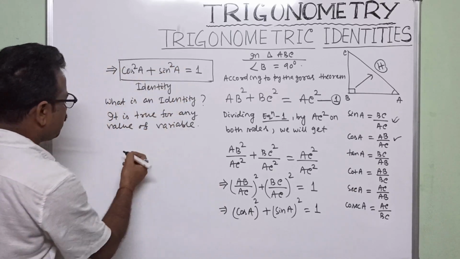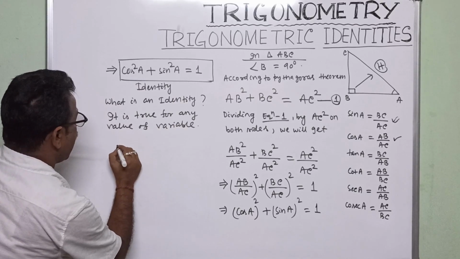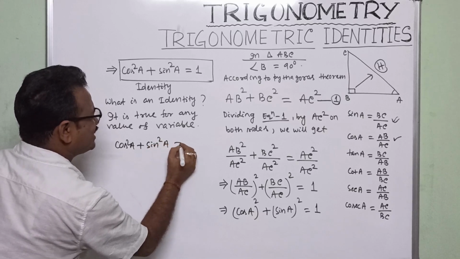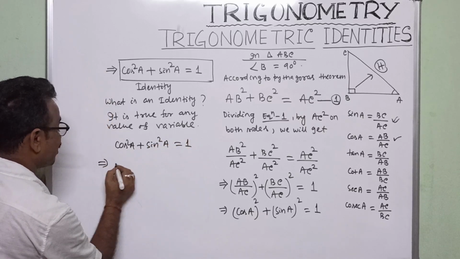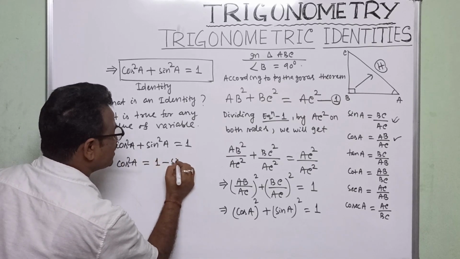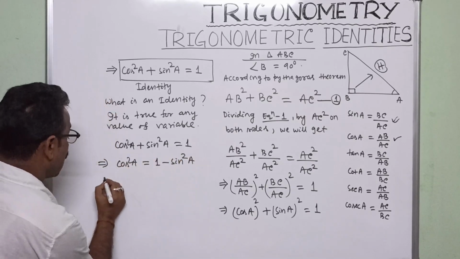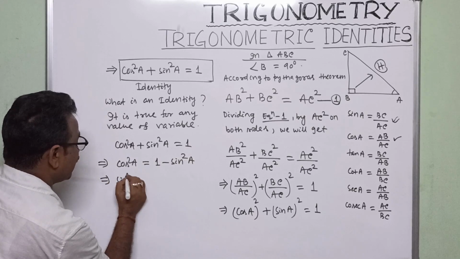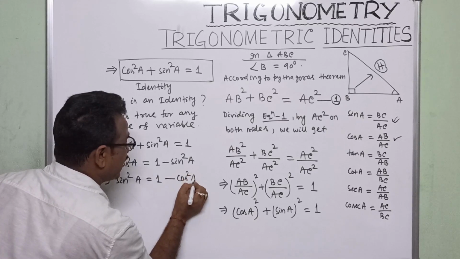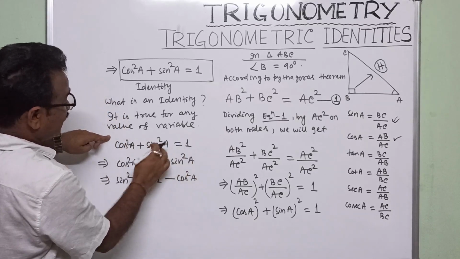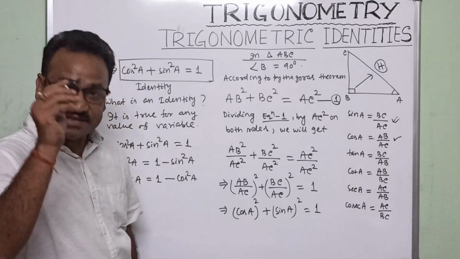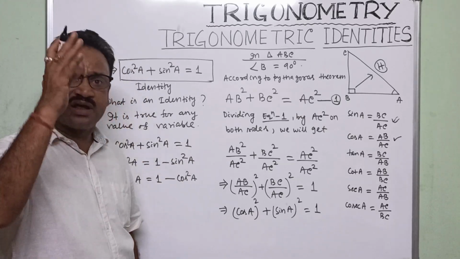From this we can write cos square A plus sin square A is equal to 1. That implies cos square A is equal to 1 minus sin square A, and sin square A is equal to 1 minus cos square A, by taking cos square and sin square to the right side.